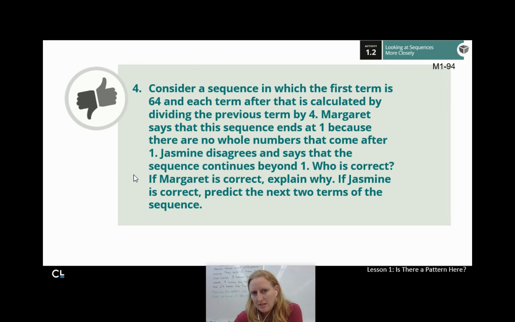Jasmine disagrees and says that the sequence continues beyond 1. Who is correct? If Margaret is correct, explain why. If Jasmine is correct, predict the next 2 terms of the sequence. Go ahead and hit pause, jot down your thoughts, hit play when you're ready to keep the discussion going.